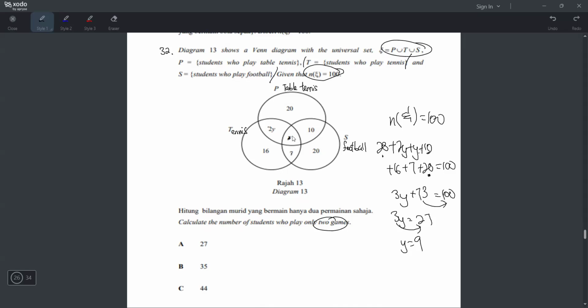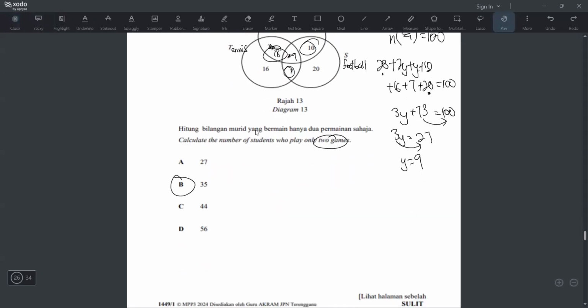So now you already know your y is 9. So it means this is 9 lah. And what is this? 2 times y is 2 times 9, which is 18. So now you can find number of students who play only 2 games. 18 plus 10 plus 7. So I think you get 35. Okay, you can use your calculator to help you. So that's the answer. So sudah siap lah.